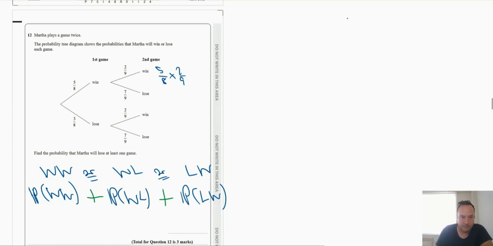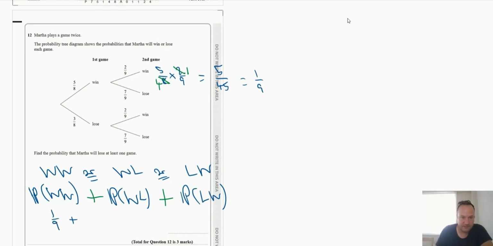What we can do next, guys, is cross-cancel. So we can see 2 divided by 2 is 1, 8 divided by 2 is 4. No other room for cross-cancelling anywhere else. 5 times 1 is 5, 4 times 9 is 45. 5 over 45 simplifies to 1 over 9 if we divide the top and bottom by 5. So we can see we've got 1 over 9.